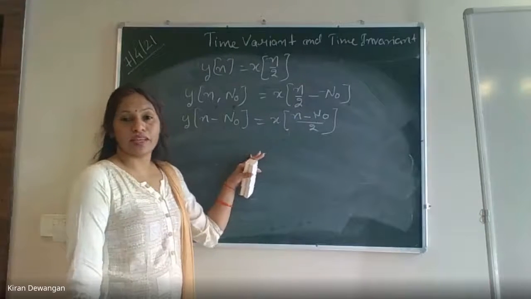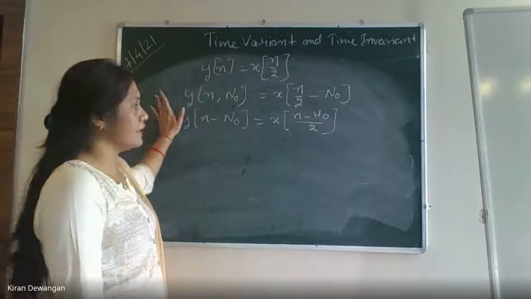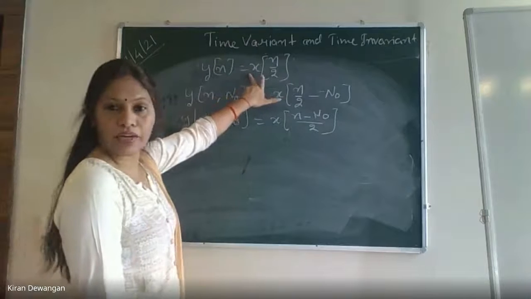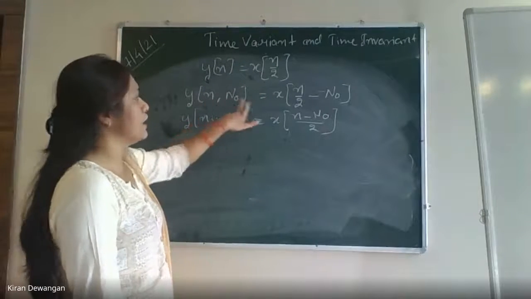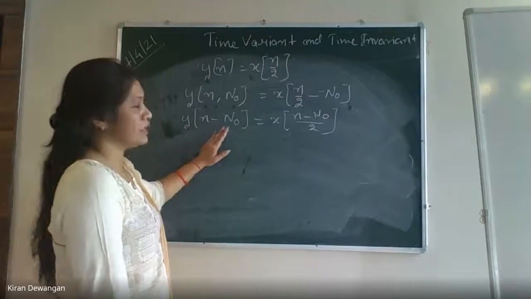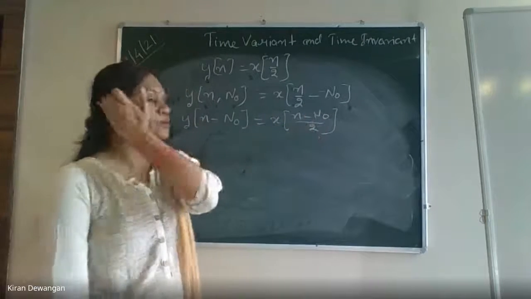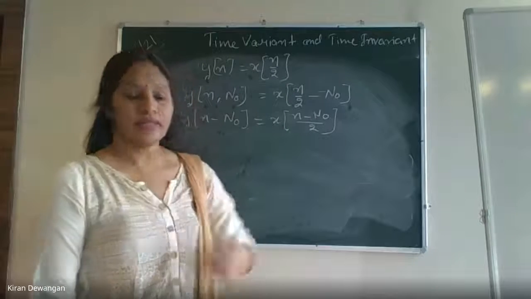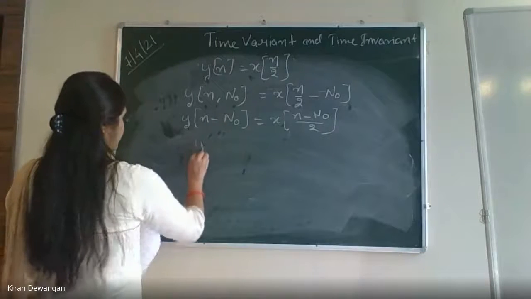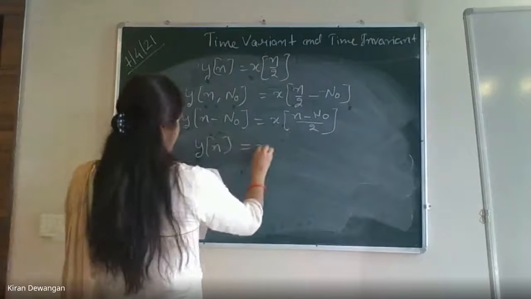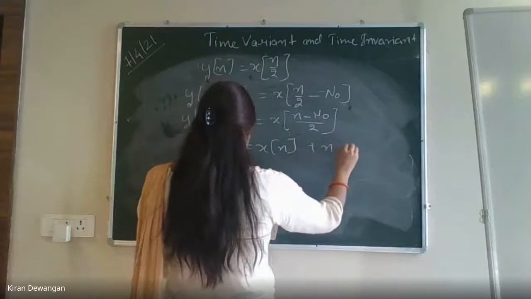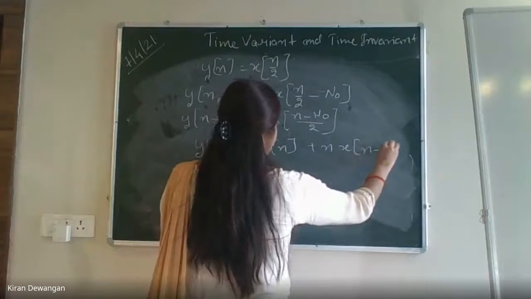It is a time variant system. Correct now. Now everyone is getting it clear. It is a time variant system. ठीक है? So since it is x of n by 2, अगर हमें input में shift करना है, it will be n by 2 minus n naught. ठीक है? Now if it is a shift in the output, then it will be n minus n naught by 2. So it will be a time variant system. One more question. Y of n equals to x of n plus n x n minus 2.